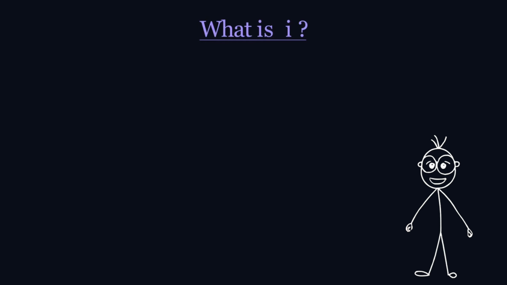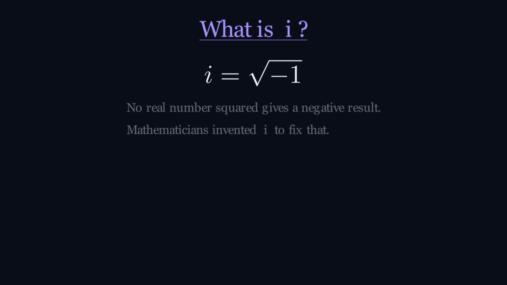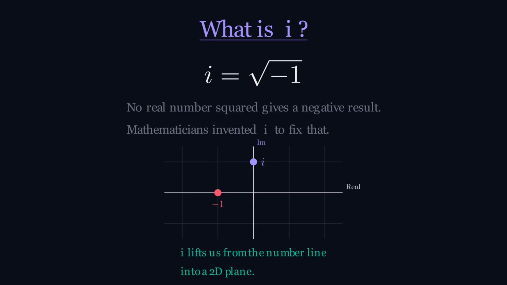Next, what is i? i is the imaginary unit. It is defined as the square root of -1. i equals the square root of -1. Because no real number multiplied by itself gives a negative result, mathematicians created i so we could work with square roots of negative numbers. This lets us move from the one-dimensional number line into a two-dimensional plane.